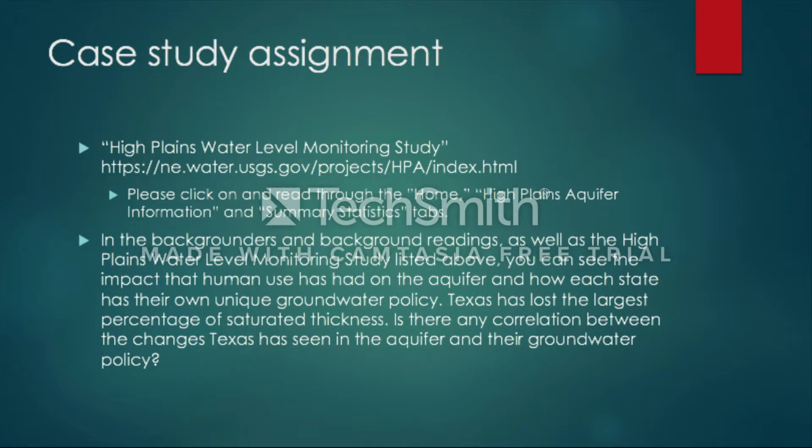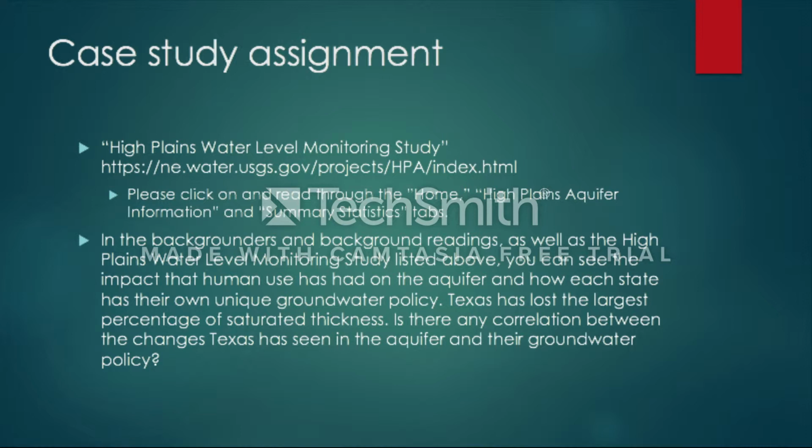For the case study, you're going to do a bit of a comparison between state policy and groundwater withdrawals. I'd like for you to focus on Texas, the state with the most significant losses in groundwater from the High Plains Aquifer. In the backgrounders and background readings, as well as in the High Plains Water Level Monitoring Study listed above, you can see the impact that human use has had on the aquifer and how each state has their own unique groundwater policy. Texas has lost the largest percentage of saturated thickness.